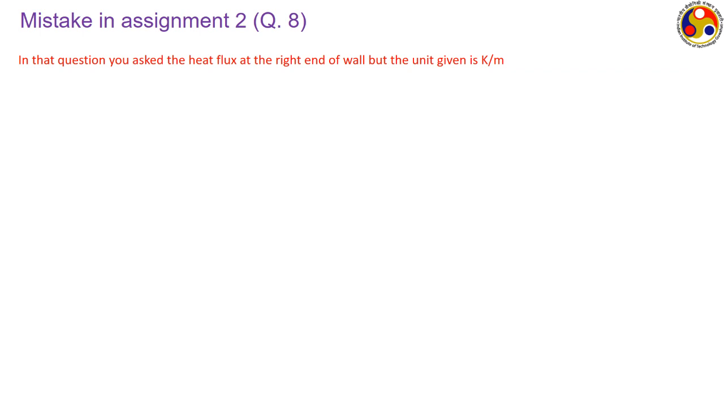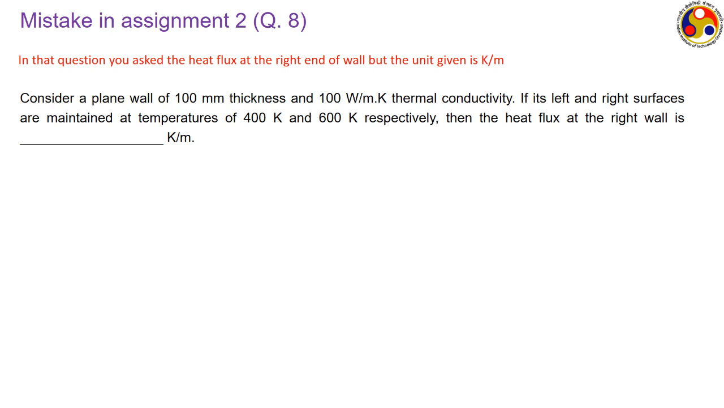As you can see, I have picked up one of the comments that was given in the portal, where it mentions that in that question you ask for the heat flux at the right end of the wall, but the given unit is Kelvin per meter. So this was the question we had. Consider a plane wall of 100 millimeter thickness and 100 watt per meter Kelvin thermal conductivity. If its left and right surfaces are maintained at given temperatures, then the heat flux at the right wall is, now this is the one that was the problem, definitely it is wrong.